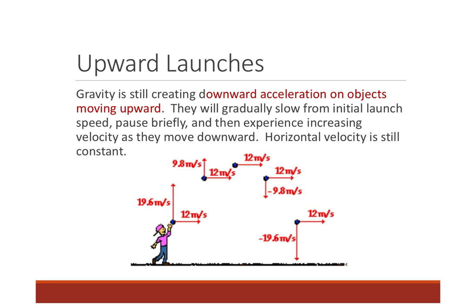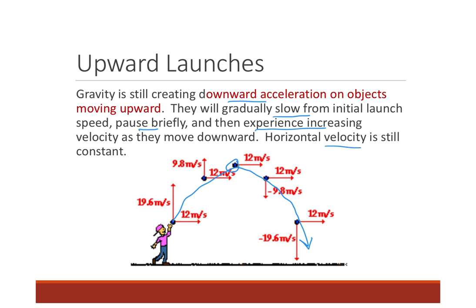When objects are launched, especially if they're launched close to vertical, we have an object that's going to go upward and then turn and go downward. But gravity is still creating downward acceleration on these objects moving upward. What happens is that they gradually slow down from their initial launch velocity, pause briefly at the very top, at the vertex, and then experience increasing velocity as they move downward.